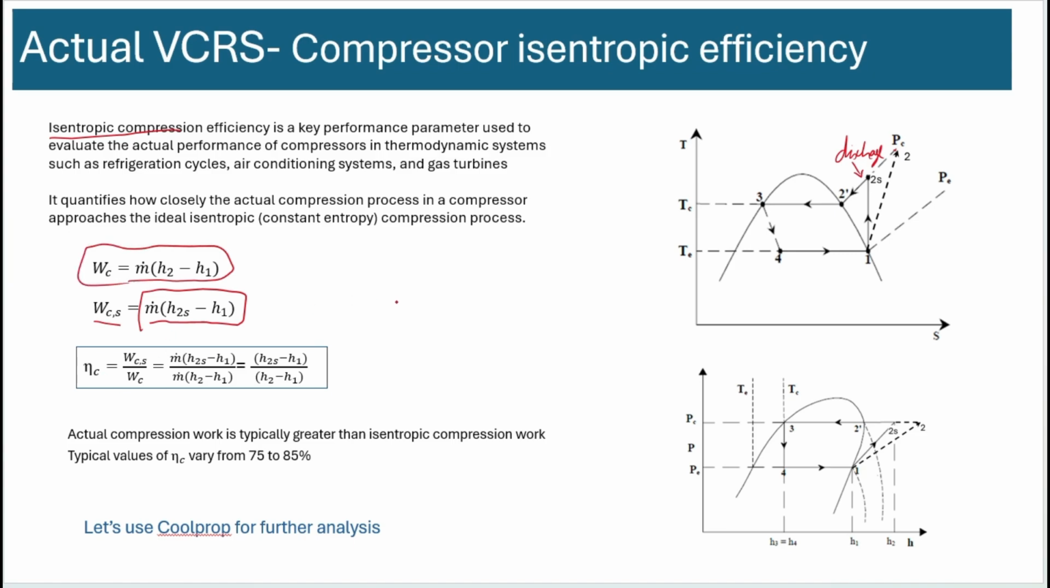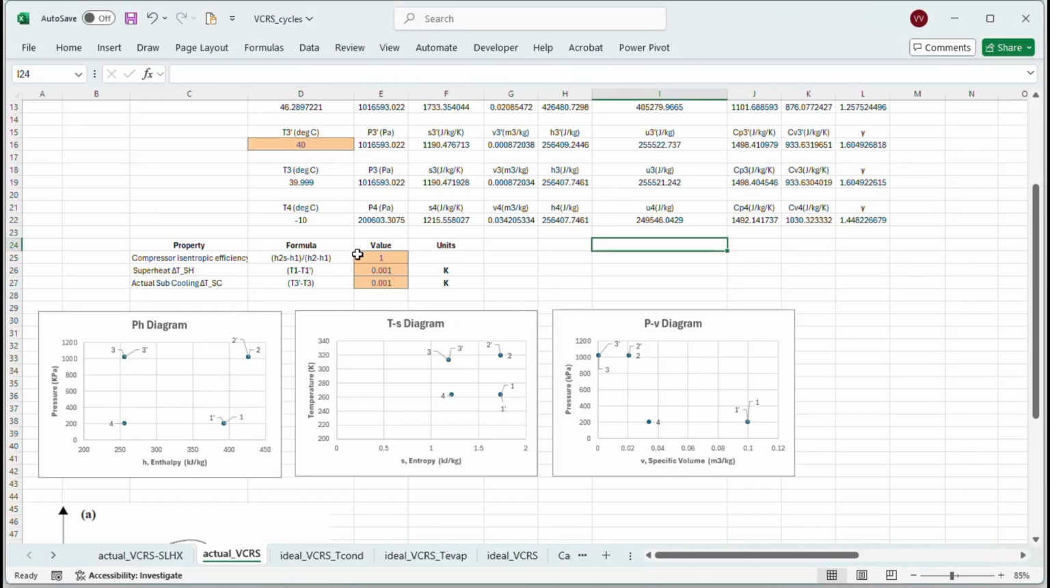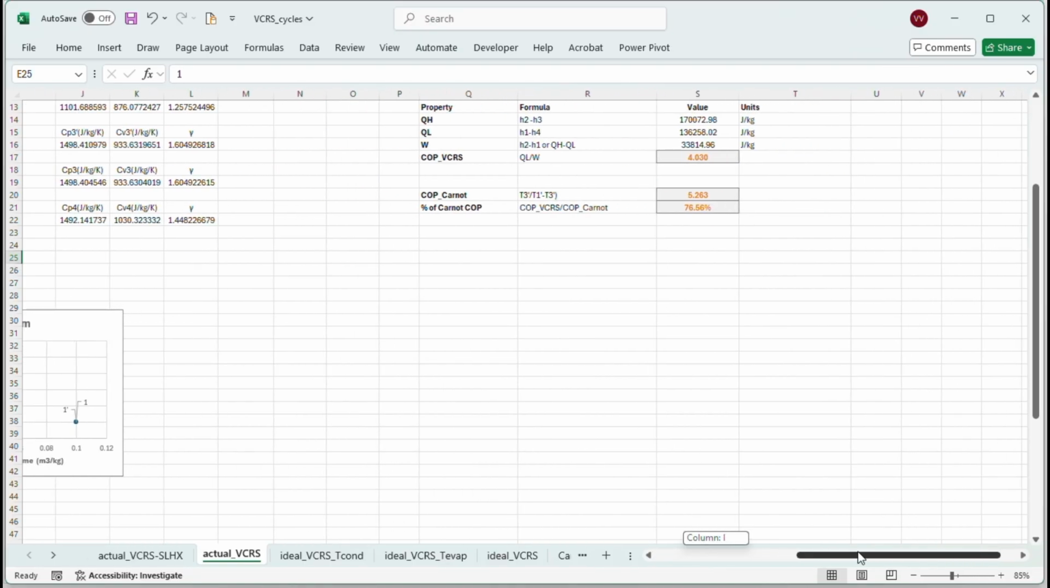The ratio of this isentropic work to actual work done in the compressor is the isentropic efficiency. Okay, so if you say 75 to 85% efficient, that means you have to multiply that much more to the isentropic work to estimate the amount of work you will do in your real system. Okay, so let's go back to our CoolProp and change this variable. So I've changed everything back to 4.03 here.